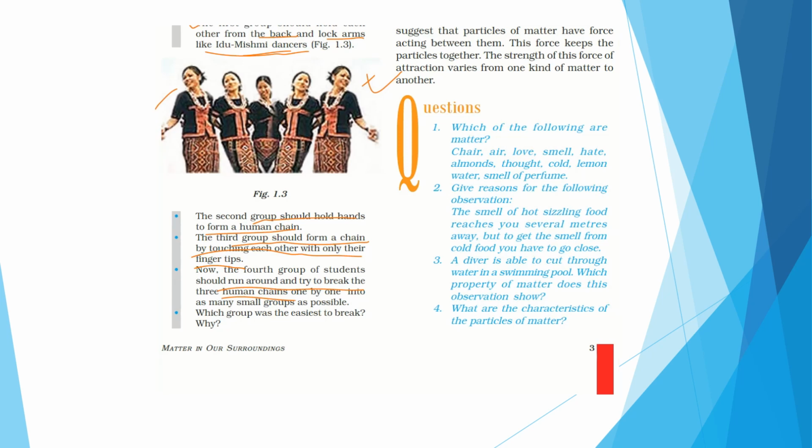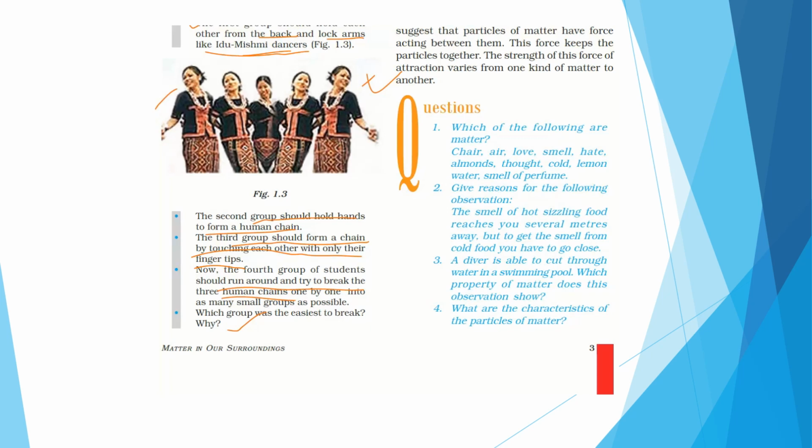So first one, they are holding each other from their back. Second group, they are holding their hands in the form of human chain. And the third one, they are touching each other with only the fingertips. And the fourth group is running around and trying to break the three human chains. So which group will be the easiest to break?